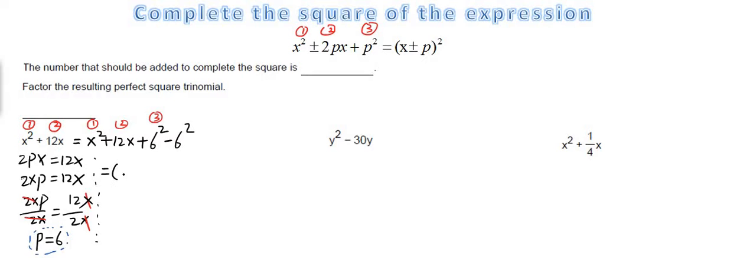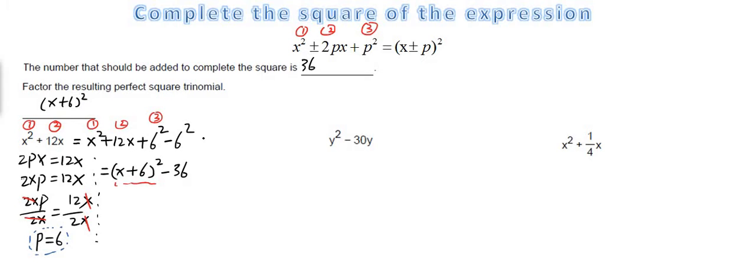So it all boils down to x plus p, p is 6, squared, minus 36. So the answer for the first question, the number that should be added to complete the square is 6 squared, that is 36. And factor the resulting perfect square trinomial, that should be x plus 6 squared.